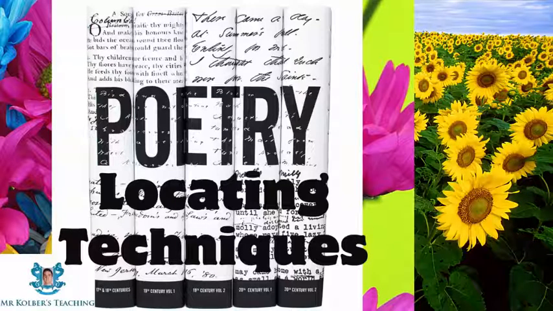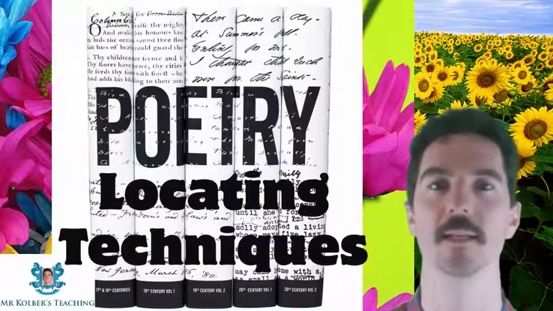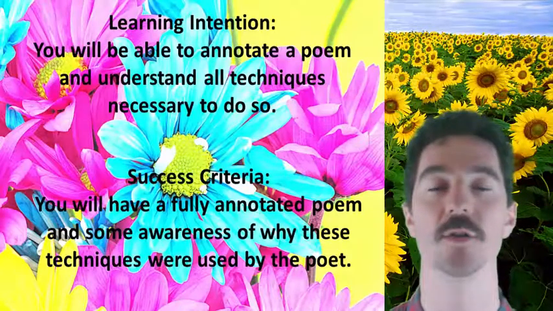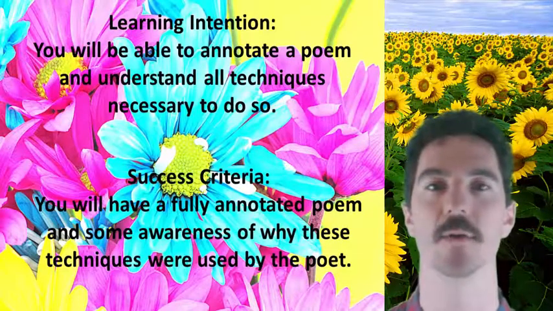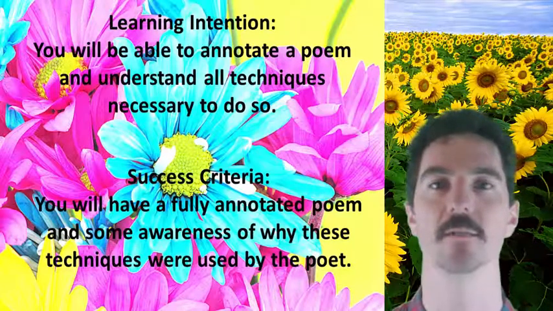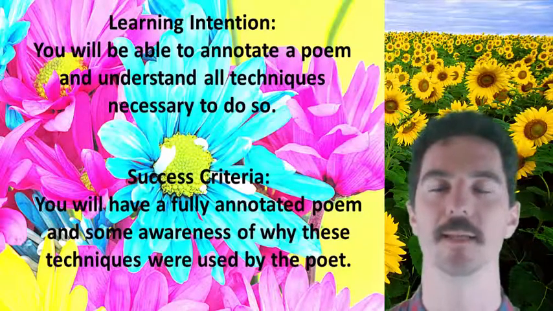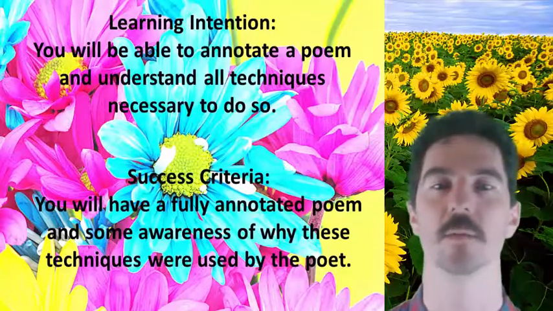There will be about 19 different poetic techniques. They'll be explained and then I'll provide an example. So the learning intention is for you to be able to annotate a poem thoroughly and find all these techniques if they are present, and if they're not, explain why not. The success criteria will simply be for you to have an annotated poem that has a number of different techniques written on it, and as I said, the harder task is to explain why these were used.